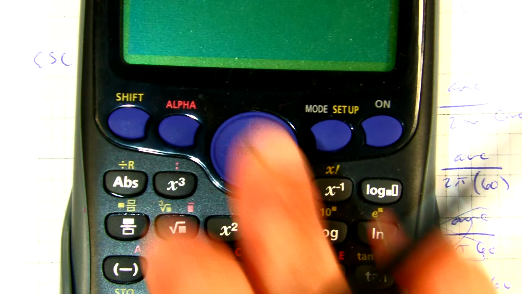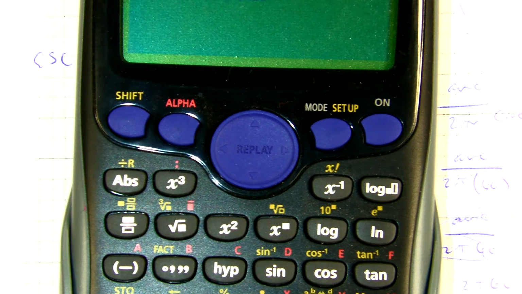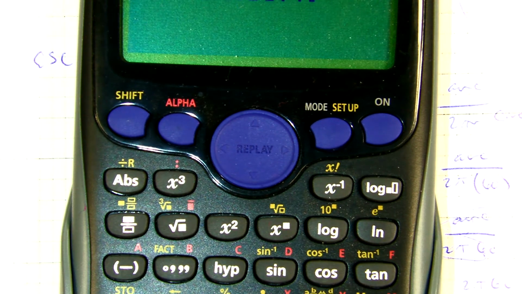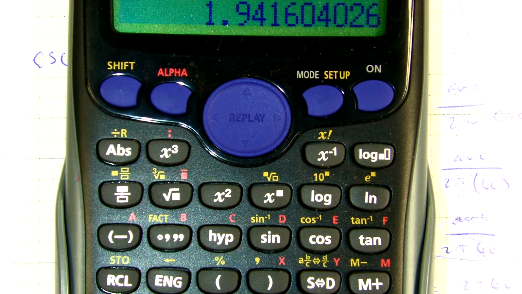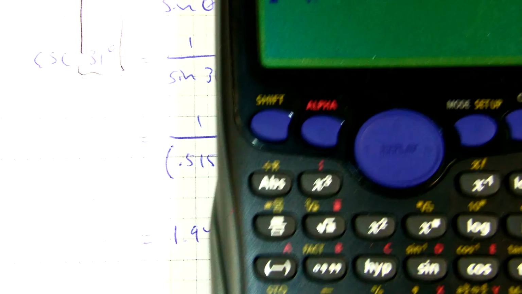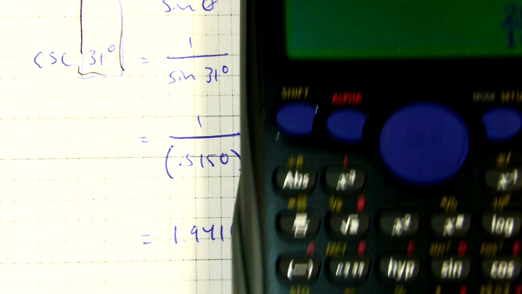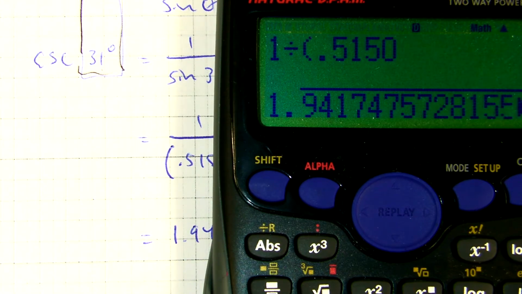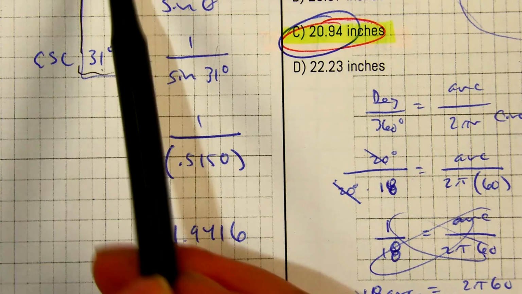Oh, should have done that. 1 divided by sine of 31 gives you 1.94, or you could have just done 1 divided by 0.5150. And then you would have gotten the same answer, 1.94. And that would be letter choice C.